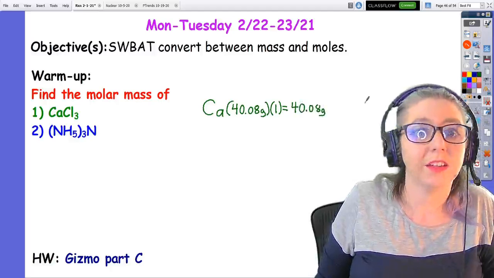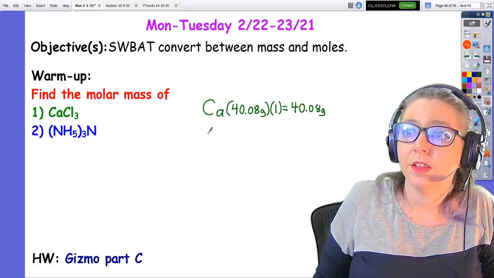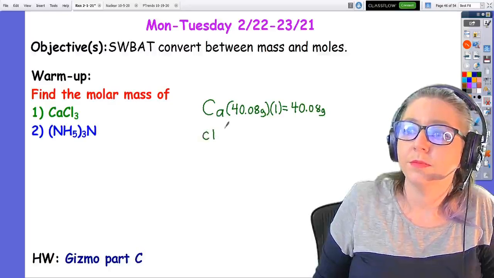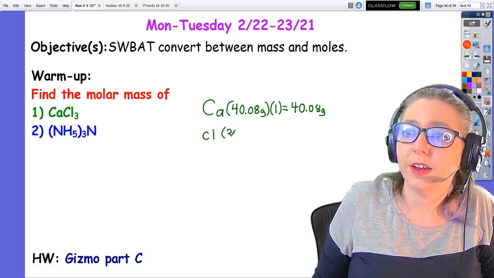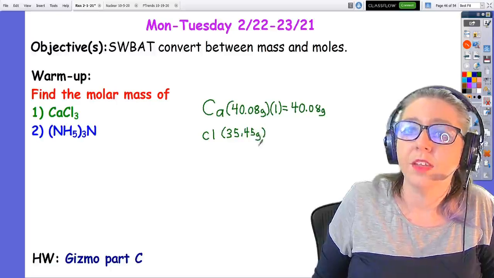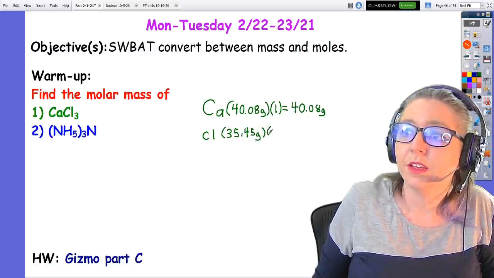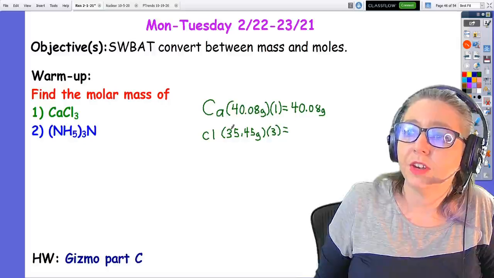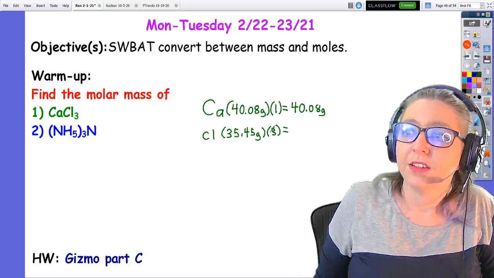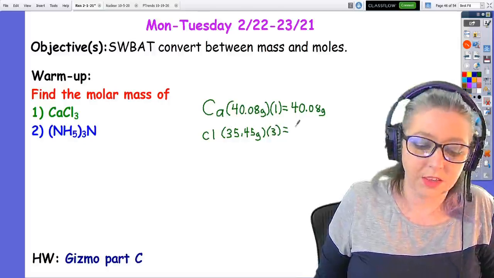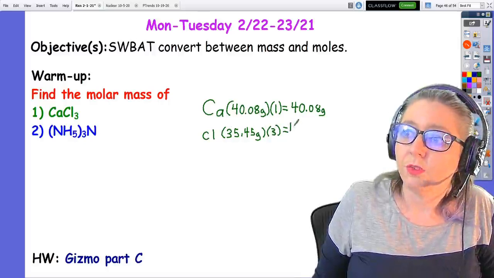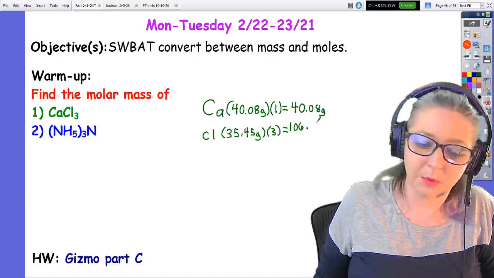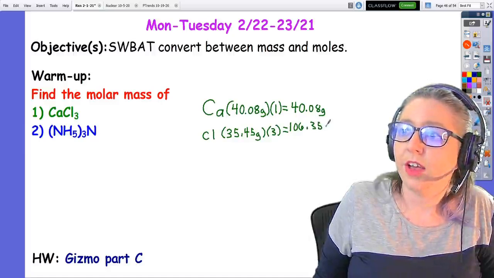And then I've got Cl. I've got my chloride, Cl. If I look up my chloride, I can see that its molar mass is 35.45 grams per mole. And then I've got a subscript of 3. So I have 3 of them in this. So I have 35.45 times 3. That gives me a total of 106.35 grams.